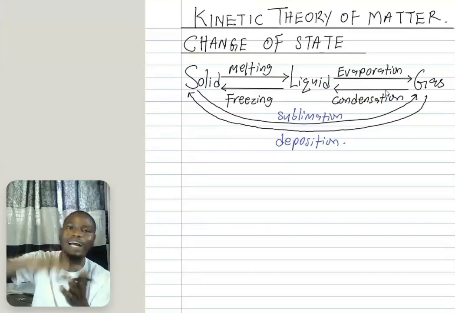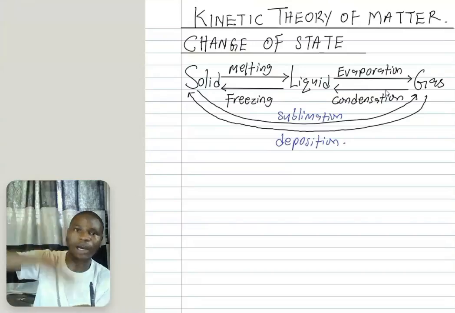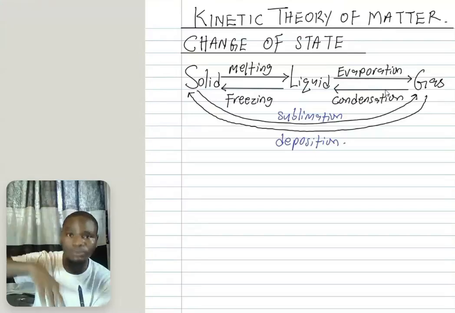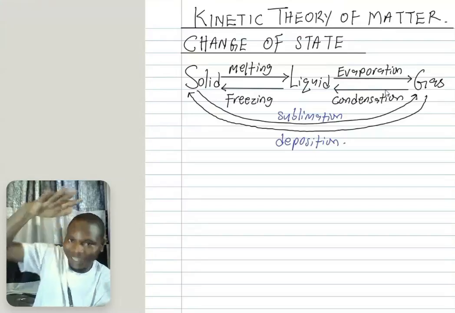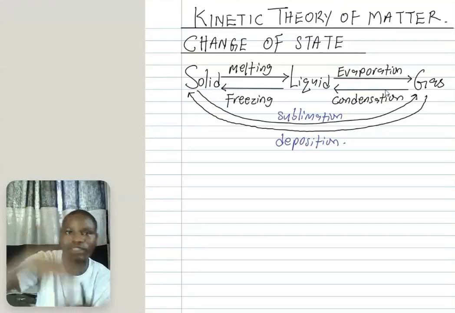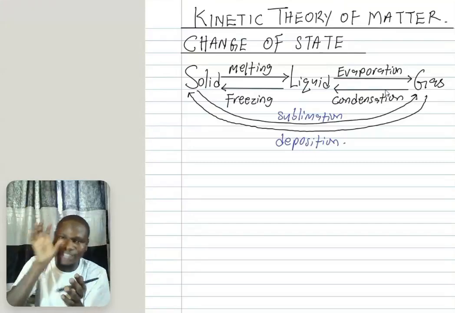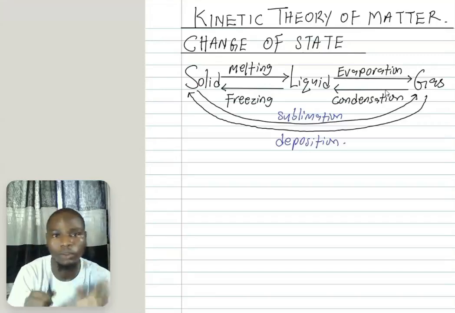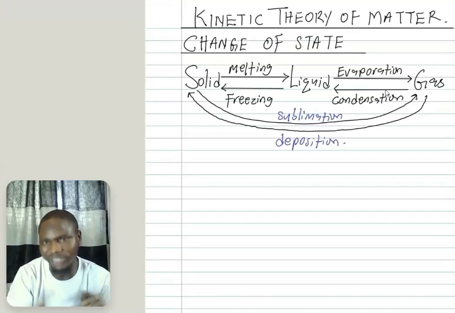Remember, when vapor is escaping at the top of a liquid, that is evaporation. Now, when they are returning back, that is what we call condensation. That is when those gases are trapped and they turn back to liquid. That is what we call condensation. So just keep in mind that gas to liquid is condensation.